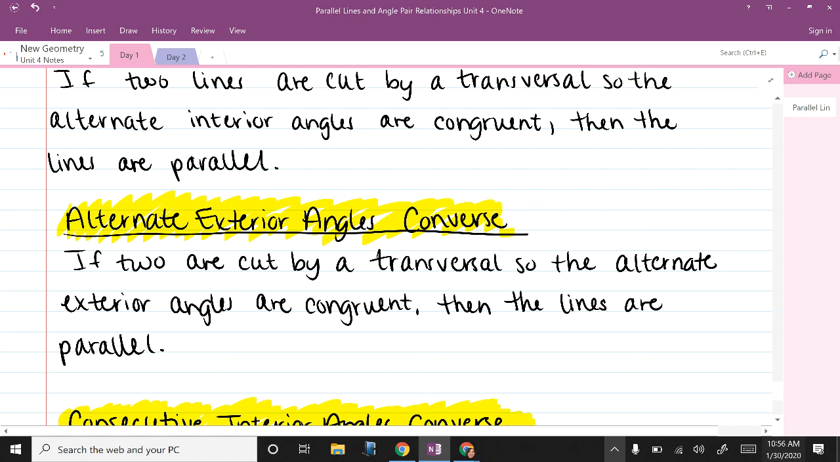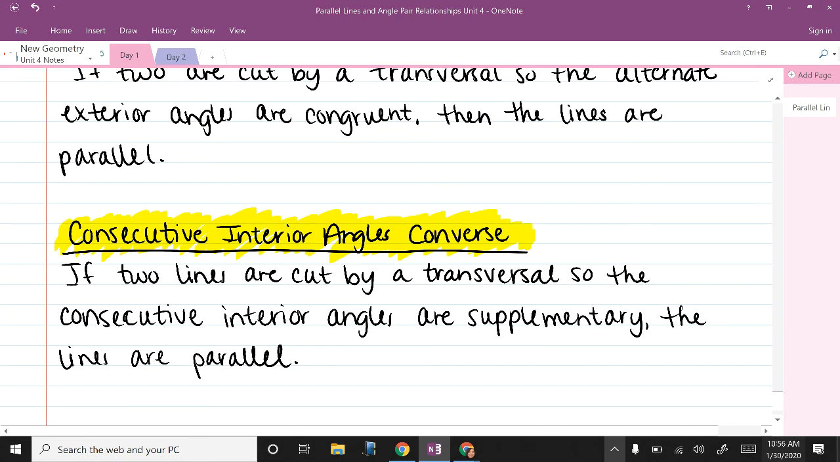And then go ahead and do consecutive. But these are not going to be congruent, are they? Consecutive angles are what? Supplementary. So if two lines are cut by a transversal so that consecutive interior angles are supplementary, then the lines are parallel. So you're going to use the converse theorems to show that they are parallel.